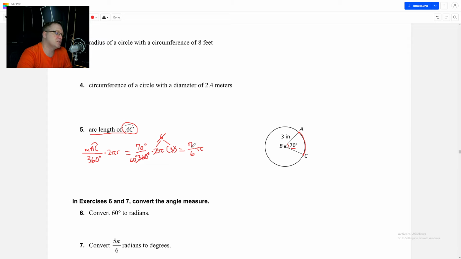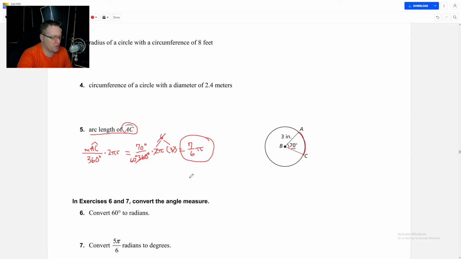So this is a 7. All right, so 7 over 6 pi. That is our answer, 7 over 6 pi. Pretty easy, that's just using the formula.